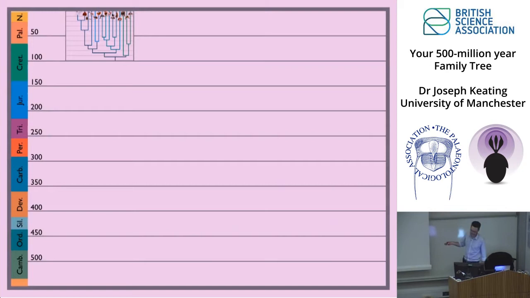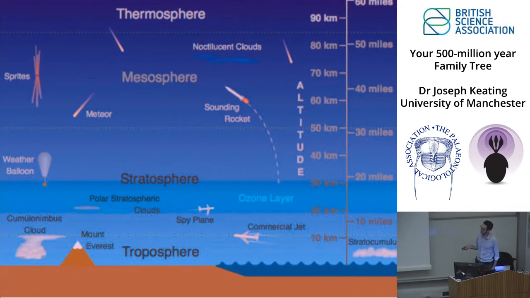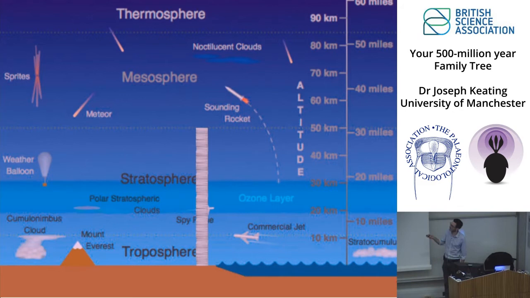And we can look at some of our closest relatives. But first, returning to our paper analogy. So 500 million years is an absolutely colossal chunk of time. If it was a stack of paper, it would be 50 kilometers high, five times higher than your average commercial airline flies. And it's actually halfway to the edge of space. So we've really gone deep into our evolutionary past here.